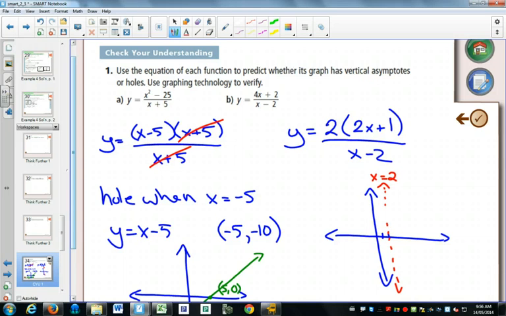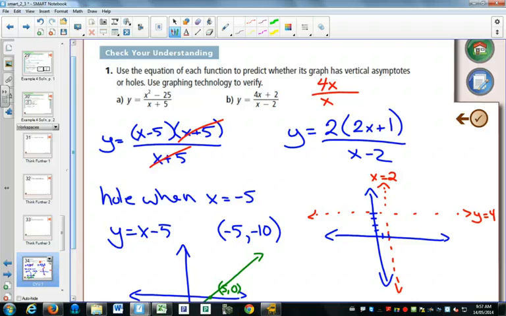Now from yesterday, is this a group 1, group 2, or group 3 graph? Group 2, because the degree is the same on the top and the bottom. And group 2 had the characteristic of having a horizontal asymptote. We look at the highest powers. The highest power in the whole thing is an x. And if you just think about 4x over x, that simplifies to 4. And that tells you at y equals 4, there's going to be another asymptote.